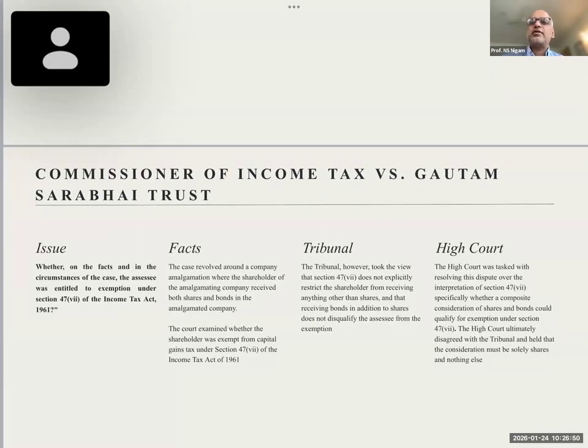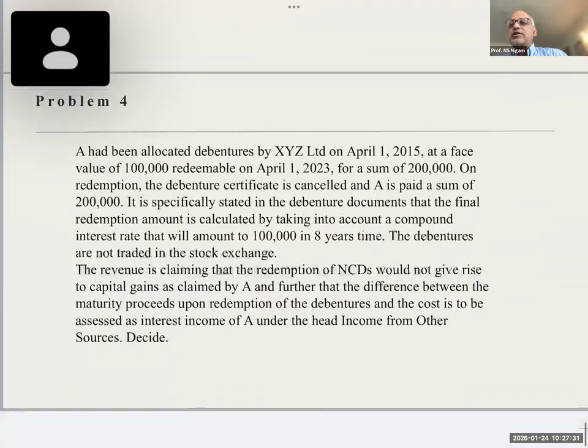The issue was whether, on the facts and circumstances of the case, the assessee was entitled to exemption under Section 47, Clause 7 of the Income Tax Act. The tribunal, however, took the view that Section 47, Clause 7 does not explicitly restrict the shareholder from receiving anything other than shares, and that receiving bonds in addition to shares does not disqualify the assessee from the exemption. The High Court was tasked with resolving this dispute over the interpretation of Section 47, Clause 7, specifically whether the composite consideration of shares and bonds could qualify for exemption. The High Court ultimately disagreed with the tribunal and held that the consideration must be solely shares and nothing else.